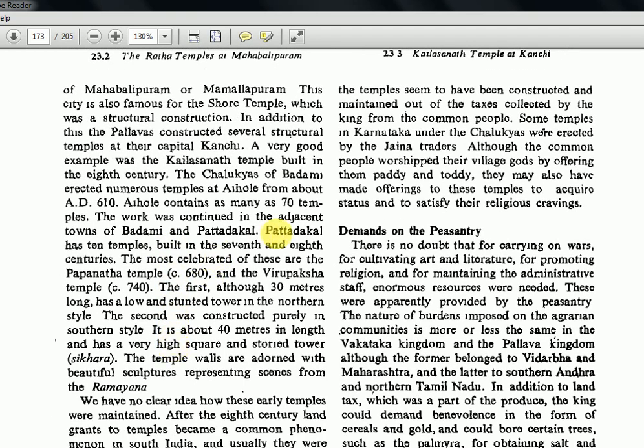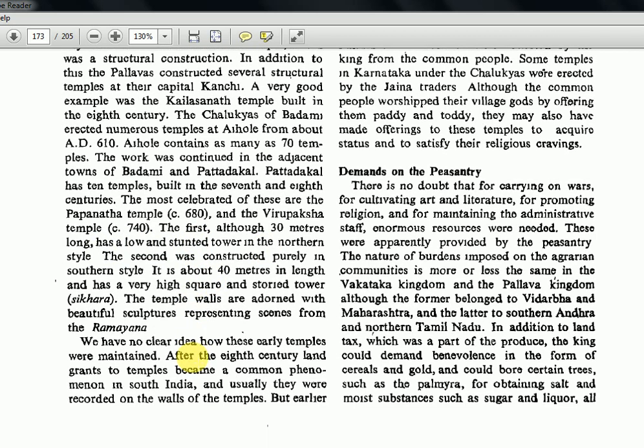Hampi is another one, which is related to the Vijayanagara Empire. Pattadakal has 10 temples built in the 7th and 8th century. The most celebrated of these are the Papanatha temple and the Virupaksha temple. The first, although 30 meters long, has a long and slender tower. I don't think the 30 meter, 40 meter details are very important. You should just know these are all temple regions: Badami, Pattadakal and Aihole.